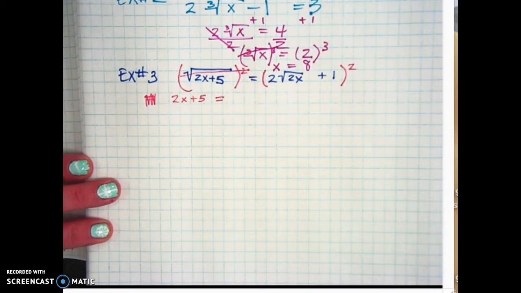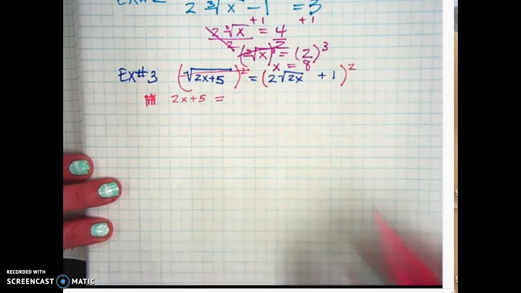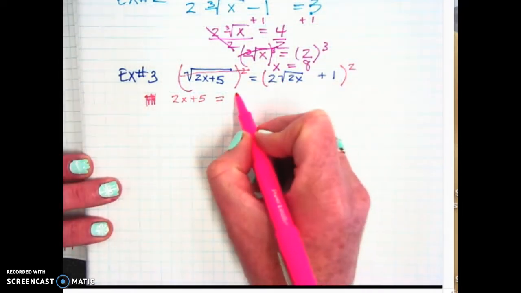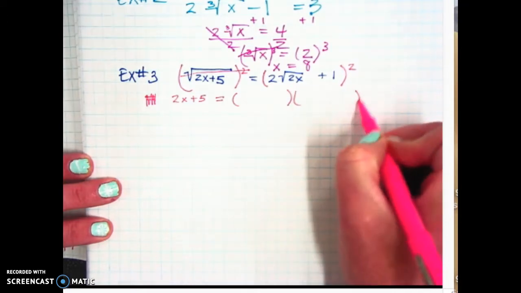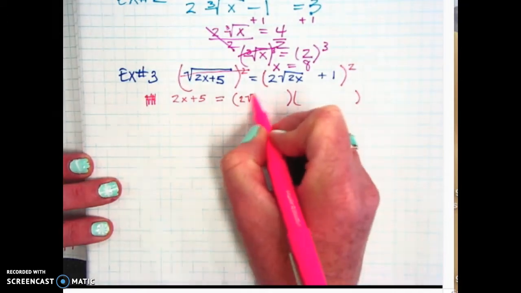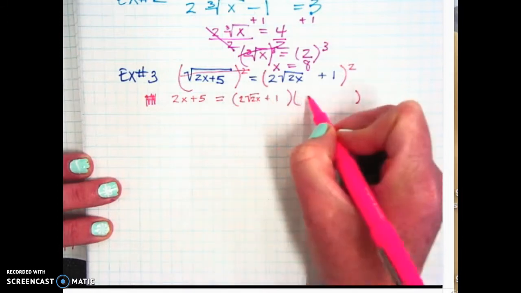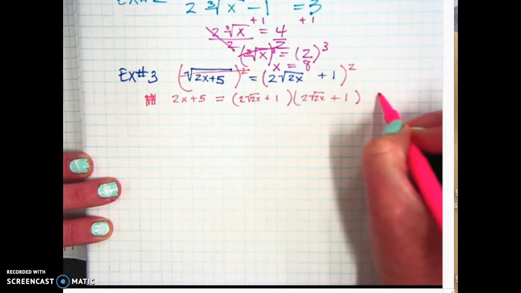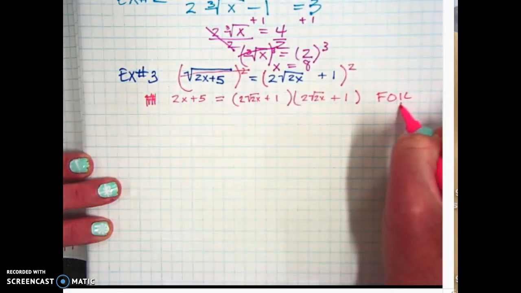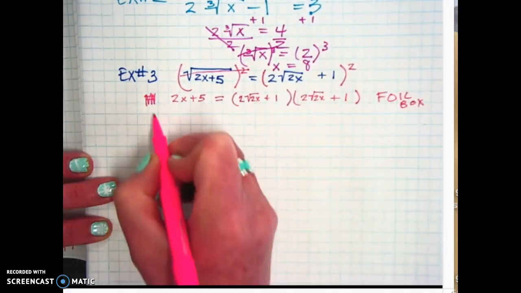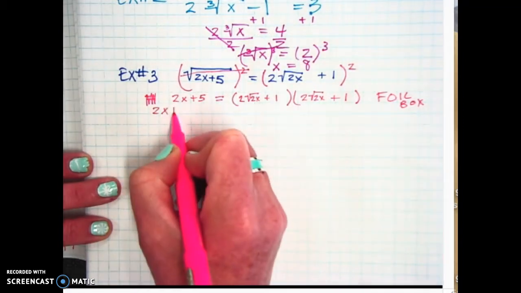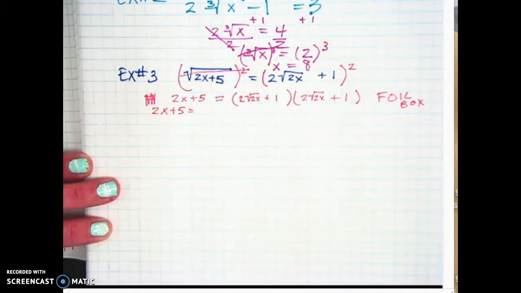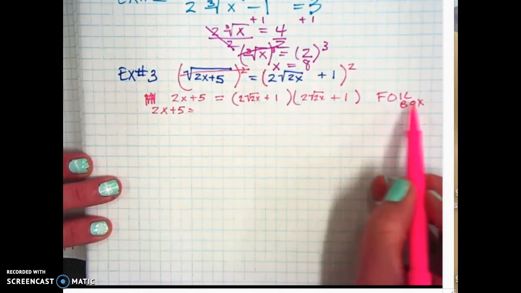Okay? So we've got the 2x plus 5. Now we need to FOIL this. So I'm going to write it out. I like to say 2 times the square root of 2x plus 1 times 2 times the square root of 2x plus 1, and then I'm going to FOIL it. If you want to use the box, use the box. Okay? So bring down the left side. And then on the right side of the equal sign, we're going to FOIL.